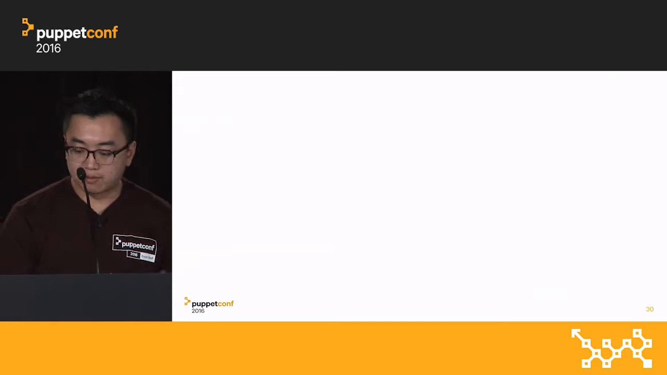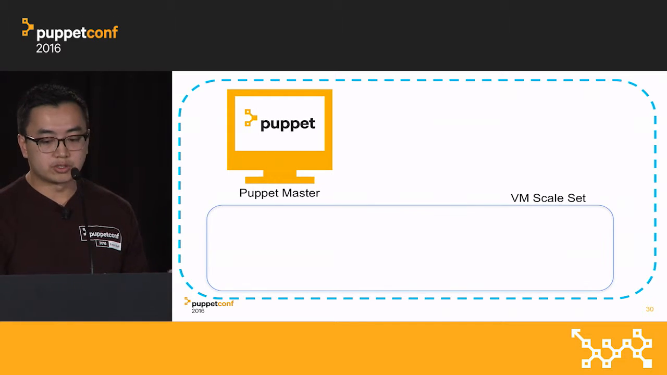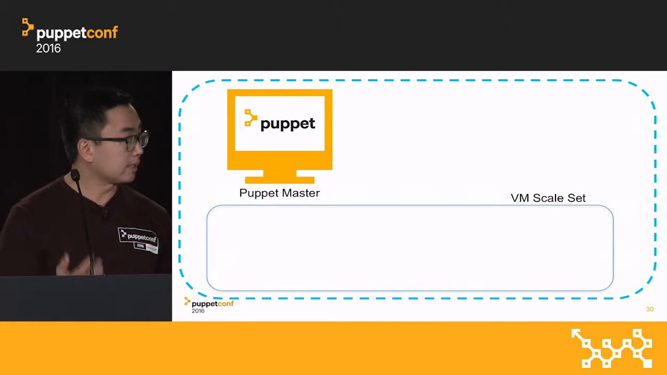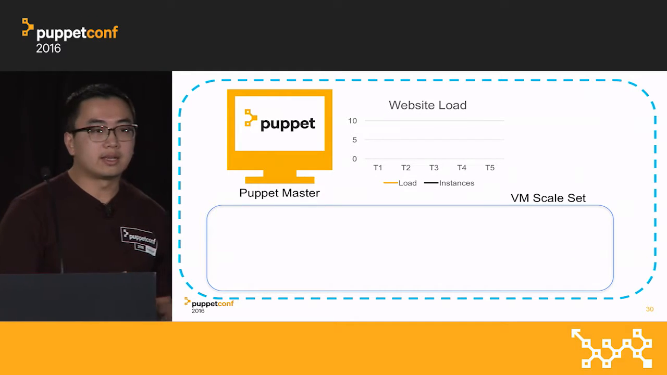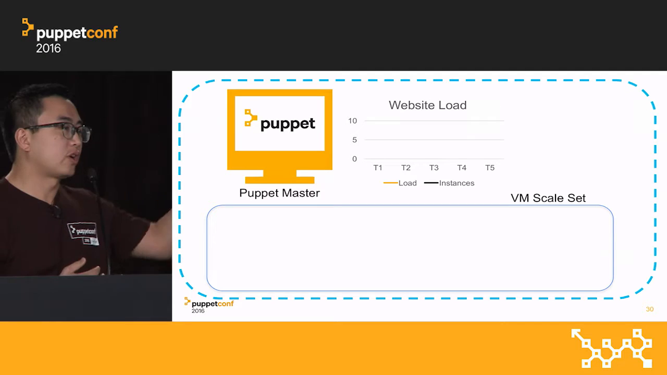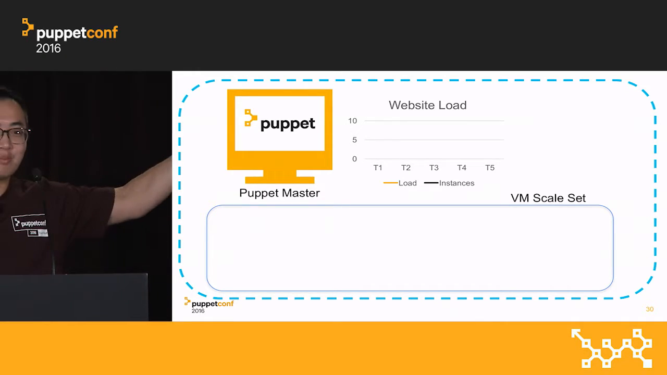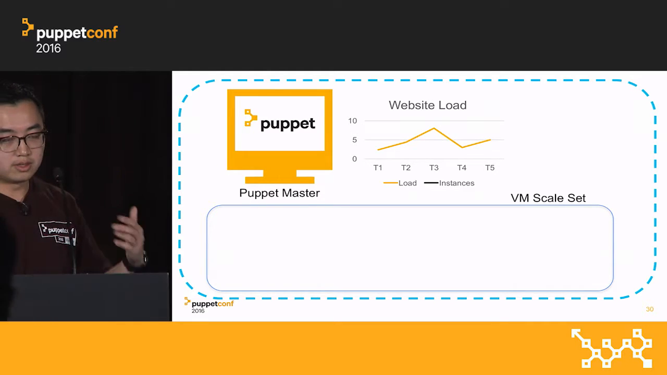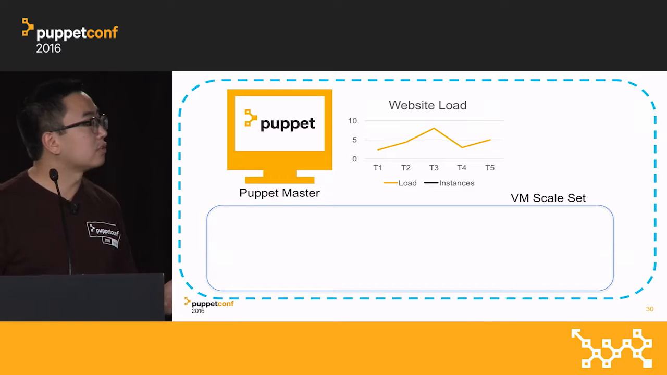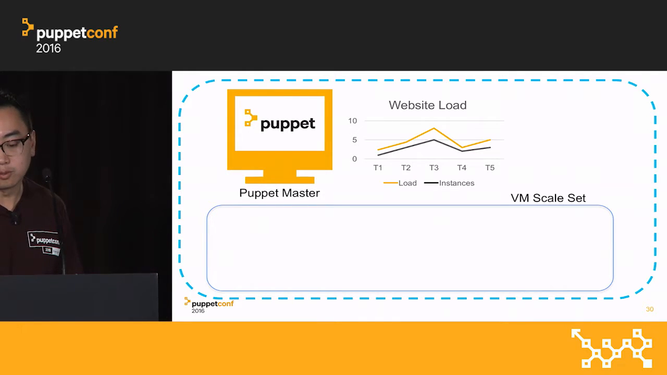So what's happening under the covers? I have my Puppet Master in Azure, as I mentioned. I have a VM scale set that I'm creating. We know that website load is not static. It keeps on going up and down. Say this Fourth Coffee website happened to get featured on Oprah, and now suddenly it blows up and you need a ton more instances. You want the infrastructure that's supporting these things to be able to scale up and scale down relative to the load.